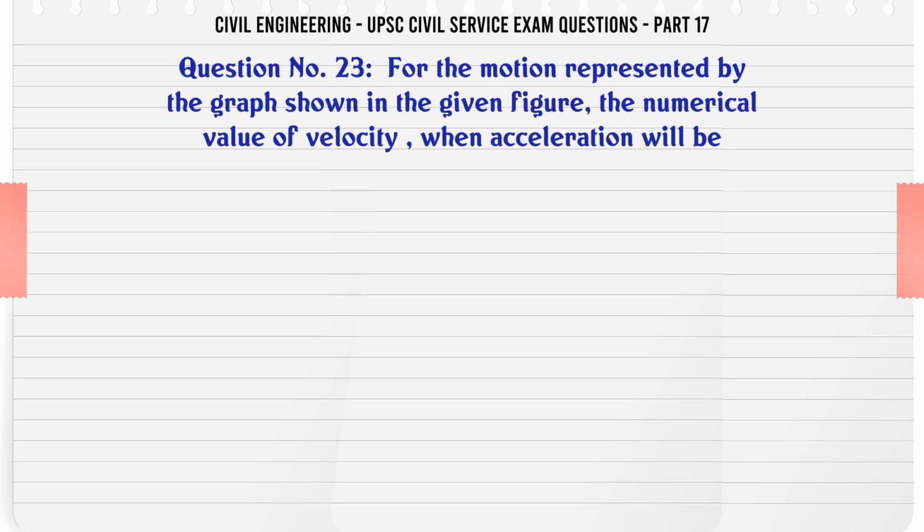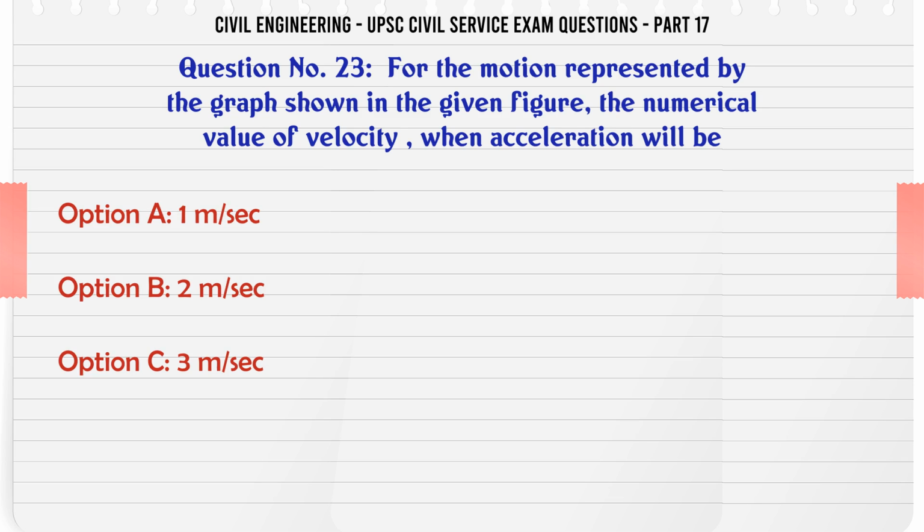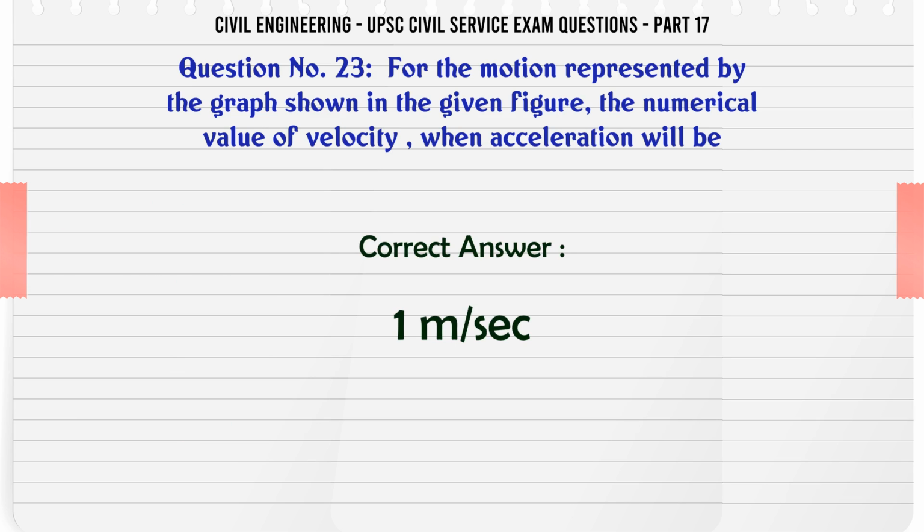For the motion represented by the graph shown in the given figure, the numerical value of velocity when acceleration will be A. 1 m/sec, B. 2 m/sec, C. 3 m/sec, D. 4 m/sec. The correct answer is 1 m/sec.